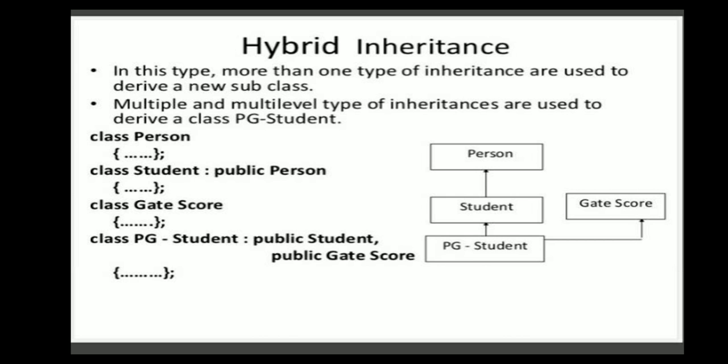Then we can write another derived class definition, class PG student. Class PG student colon, because this PG student can derive the entire information from two different base classes, which are student as well as gate score. So we are using here class PG student colon public student comma public gate score, because it can derive the entire information from these two base classes. Like this we can use the techniques in hybrid inheritance.